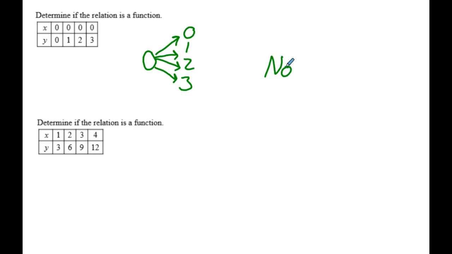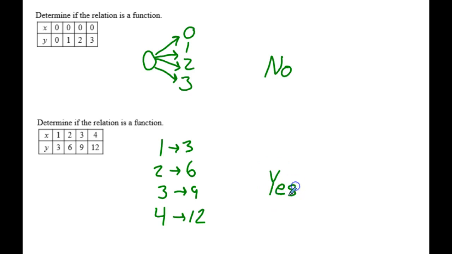Now we go to the next one. We have our inputs, our x values, 1, 2, 3, 4. Then we have our outputs, the y values, 3, 6, 9, 12. The input of 1 goes to 3. The input of 2 goes to 6. 3 goes to 9. And 4 goes to 12. So each input goes to exactly one output value. That meets our condition for that relation to be a function, so that would be yes.